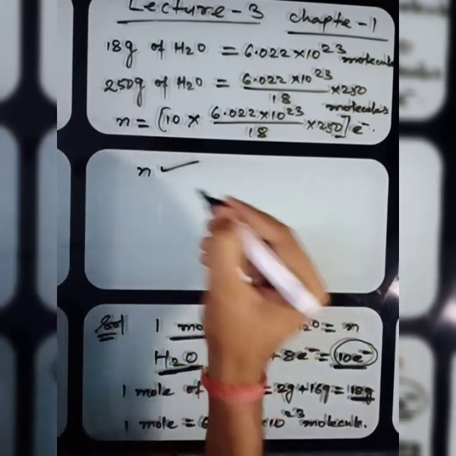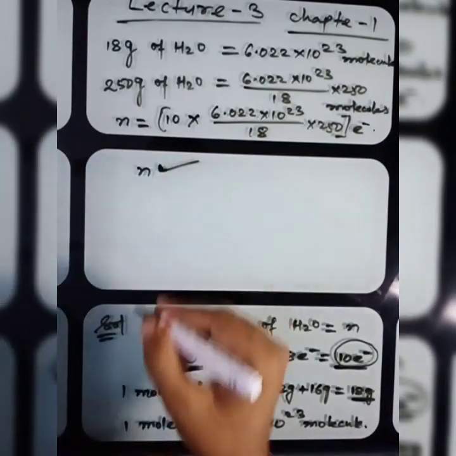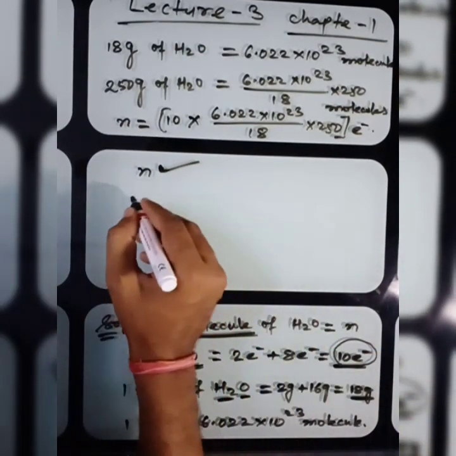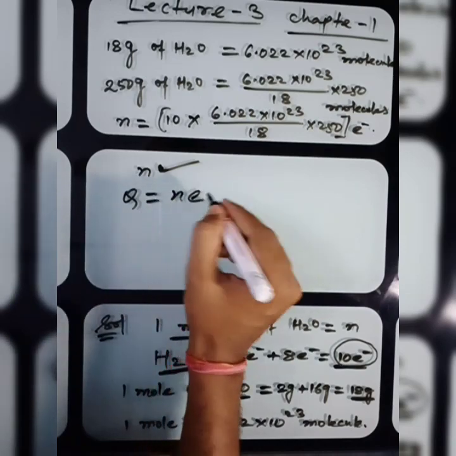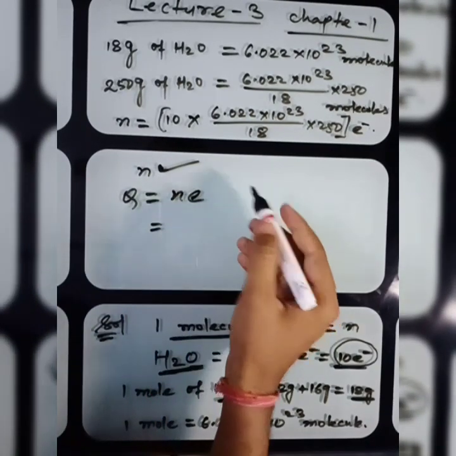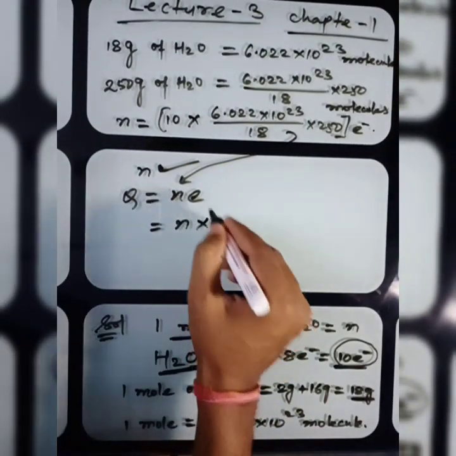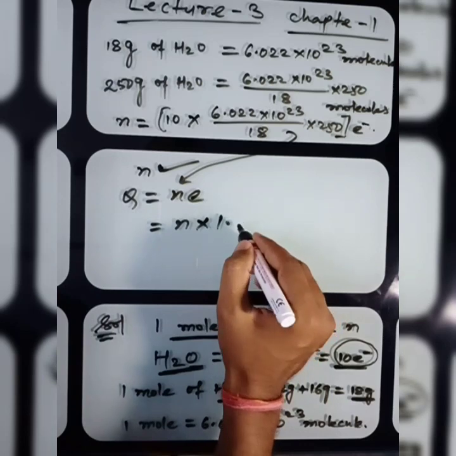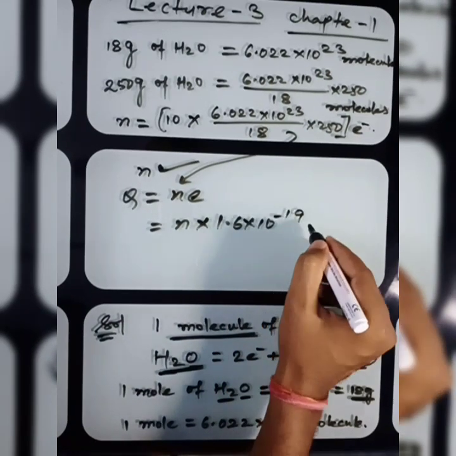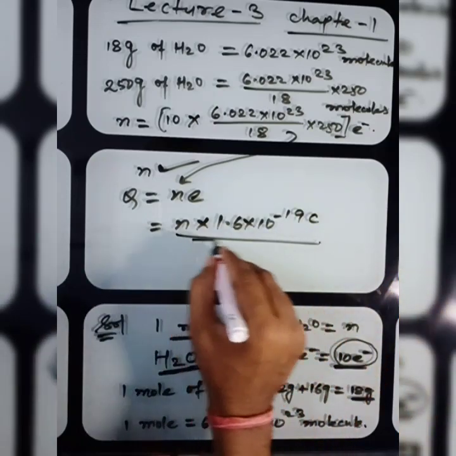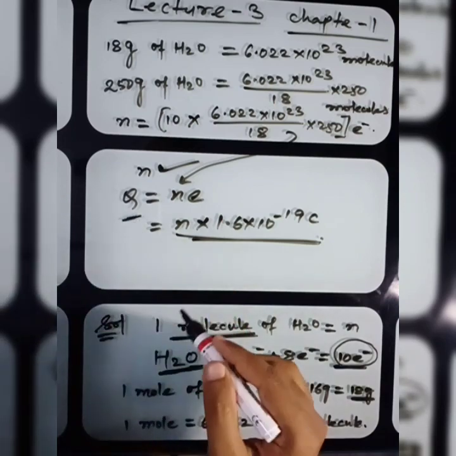Now you have the value of N, but the question asked you to find the amount of negative charge. According to the quantization of charge, Q is N times e. So N you can put from here. It is N times the charge of an electron, 1.6 times 10 to the power minus 19 Coulomb, and you will get the answer. It is the amount of charge Q.